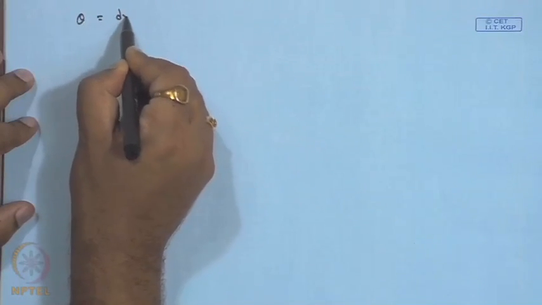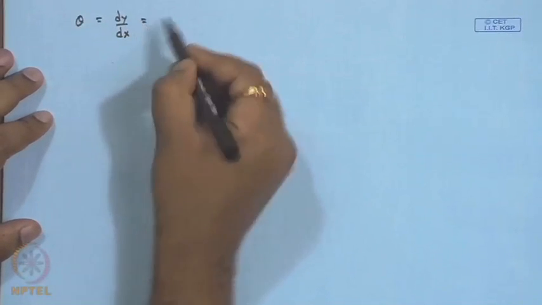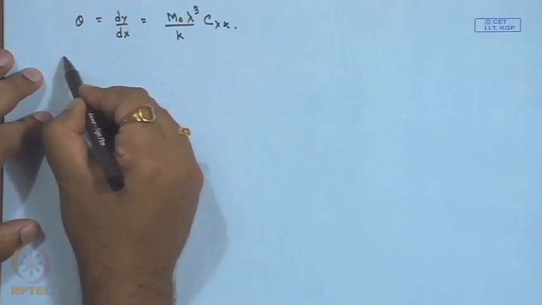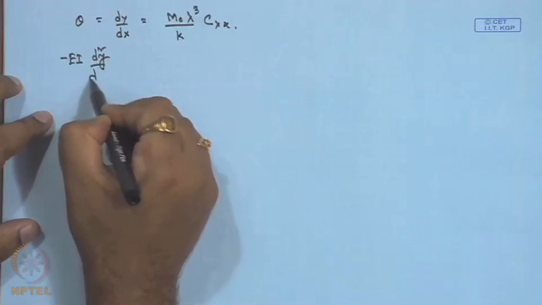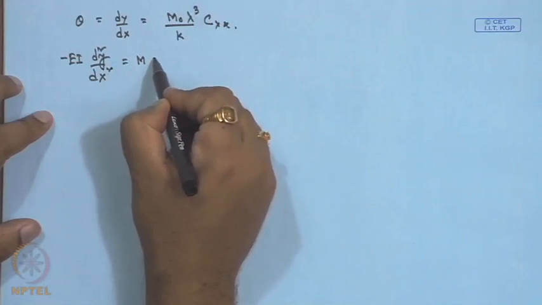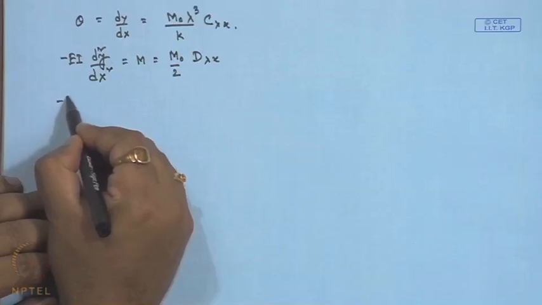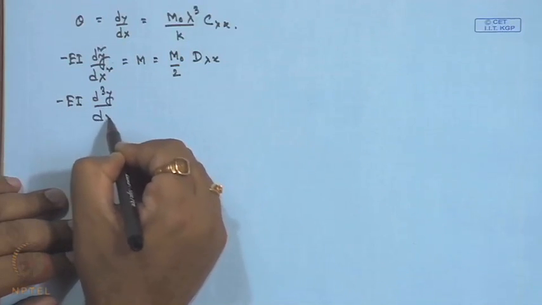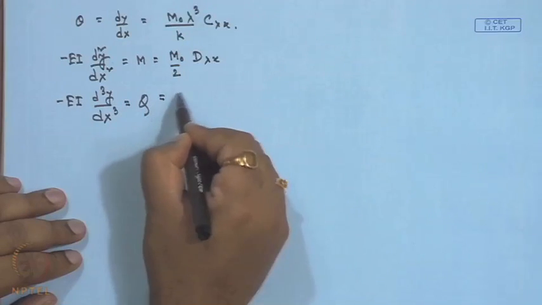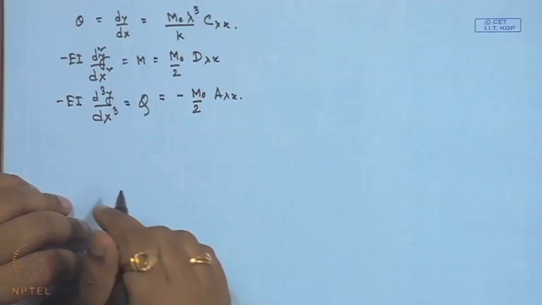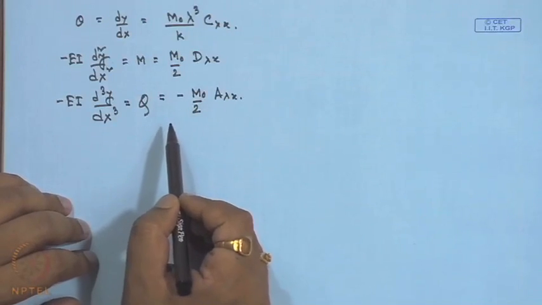Next, you have to determine the slope. The slope theta is d y by d x. Once we do that, this will be m 0 lambda cube by k into c lambda x. Similarly, E I d square y d x square is the moment, which is equal to m 0 divided by 2 d lambda x. And the shear force expression E I d 3 y d x 3 is equal to Q, that will be minus m 0 by 2 a lambda x. So these are the four expressions of the beam subjected to concentrated moment.